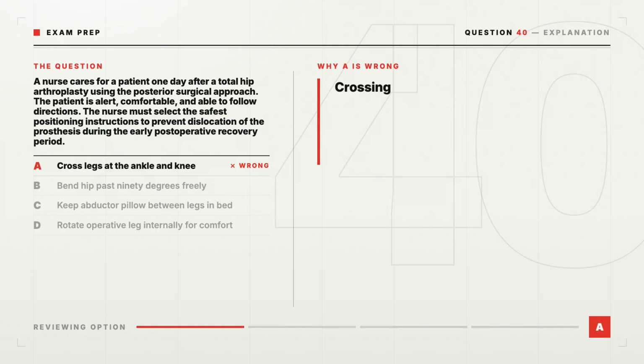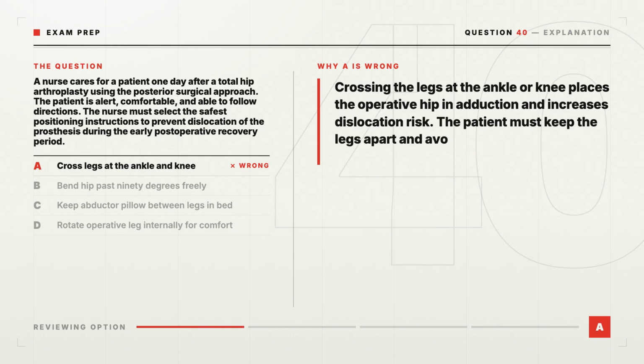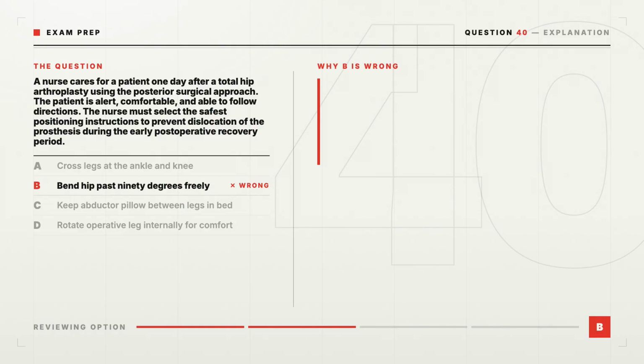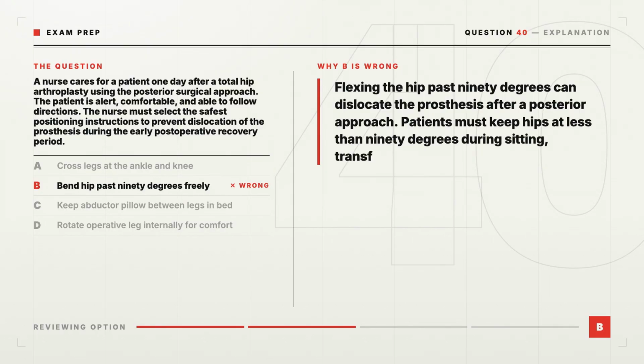A is wrong because crossing the legs at the ankle or knee places the operative hip in adduction and increases dislocation risk. The patient must keep the legs apart and avoid the cross position during the early healing weeks. B is wrong because flexing the hip past 90 degrees can dislocate the prosthesis after a posterior approach. Patients must keep hips at less than 90 degrees during sitting, transfers, and toileting to protect the joint.